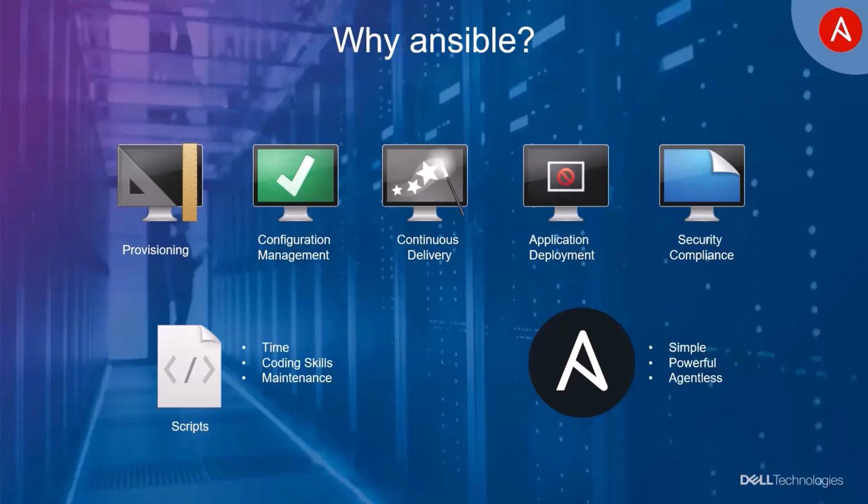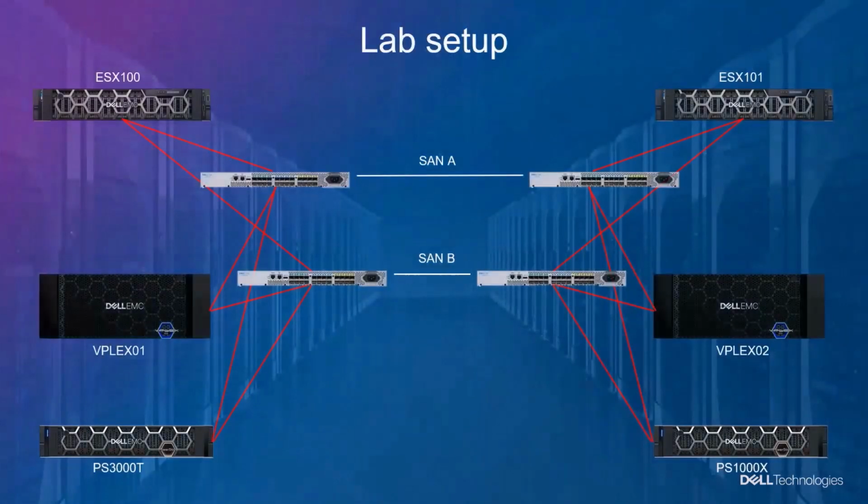Speaking of the environment, what we're using looks like this. We have two PowerStore arrays, one at each site. Two VPLEX clusters, again one at each site. And we also have some ESX hosts, which we're going to be provisioning storage to. We have two different SAN fabrics, SAN A and SAN B. Ultimately, what we're going to be doing is provisioning storage from the two PowerStores up to the two VPLEXes, combining it at the VPLEX level, and then provisioning it as a single metro distributed volume up to the host.